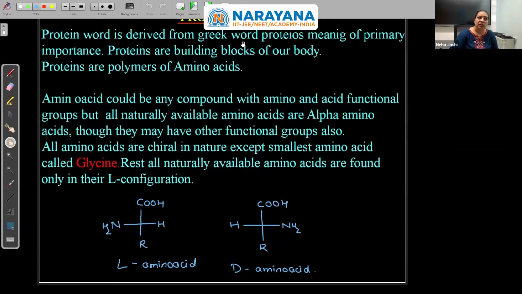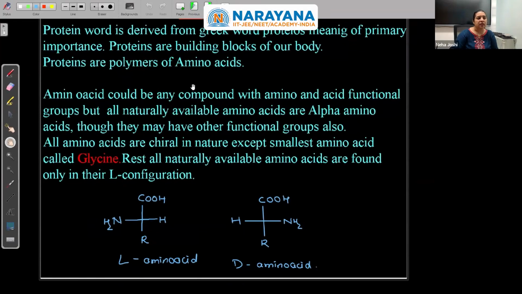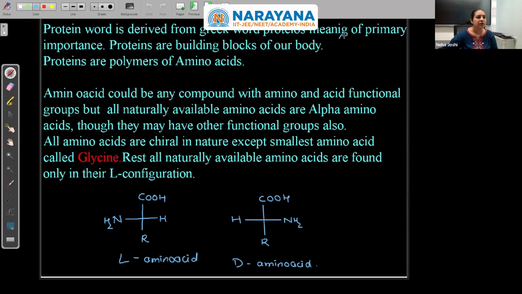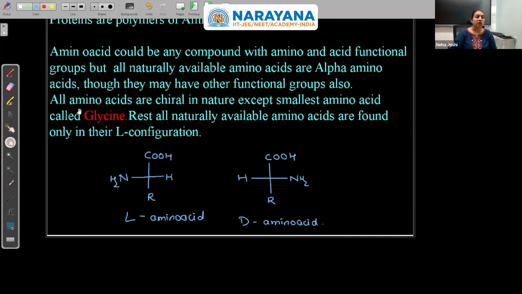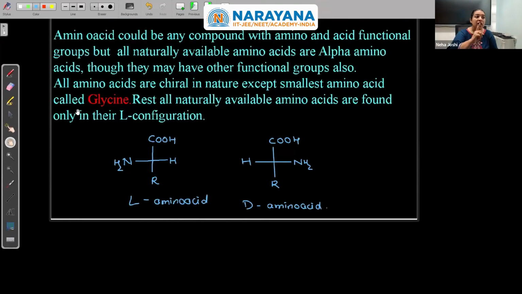Now, the word protein is derived from the Greek word proteos, meaning, I think I made a spelling error, of primary importance. Okay, proteins are building blocks of bodies, all this part you know. They are polymers of amino acids. Amino acid could be any compound with amino and acid functional groups. But all naturally available amino acids are only alpha amino acids, and that too only in L configurations, though they may have other functional groups also.